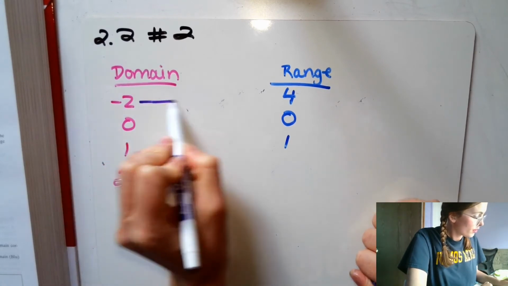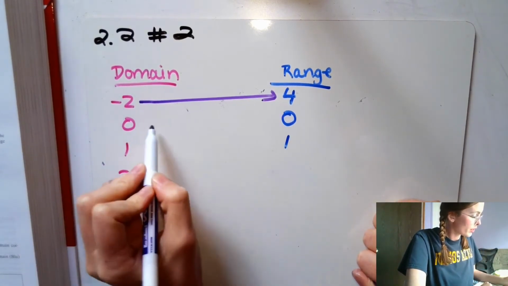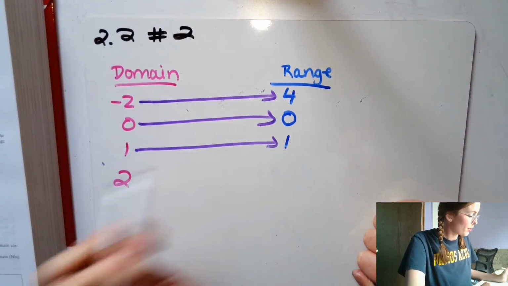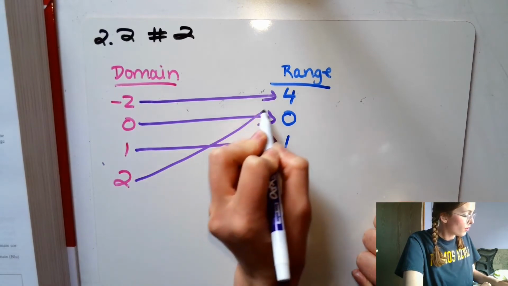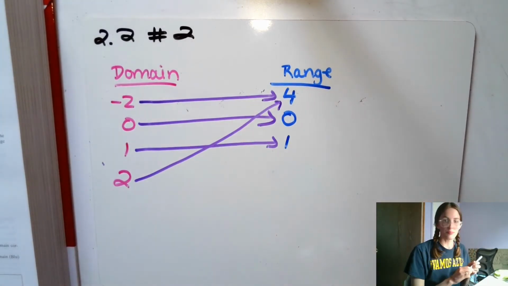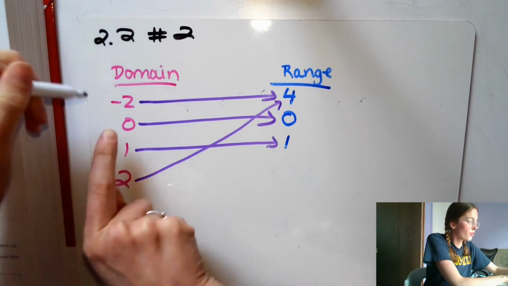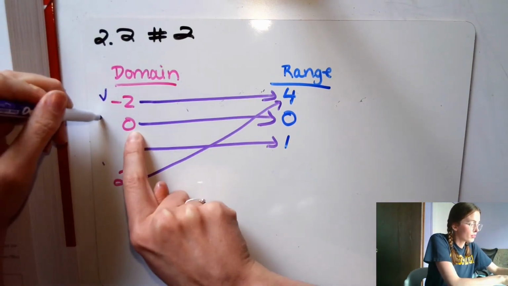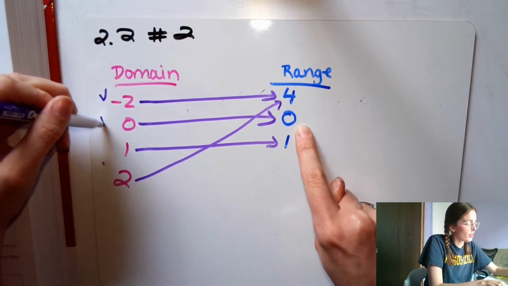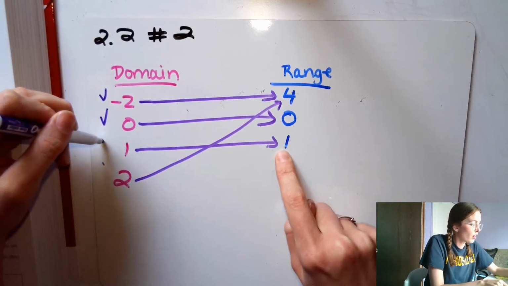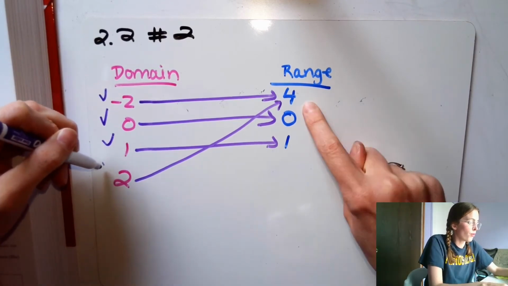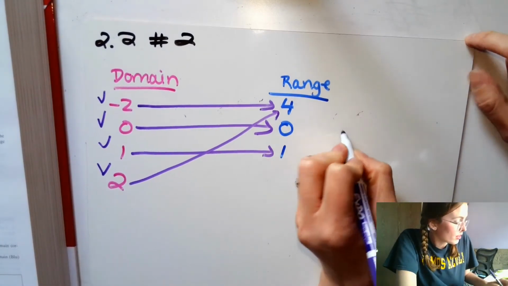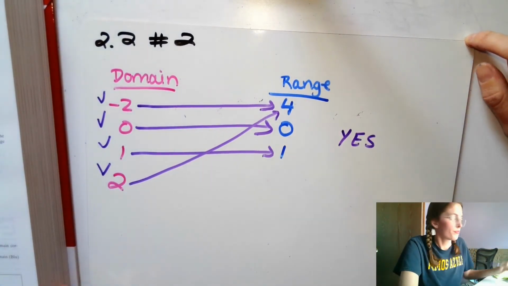Okay, so -2 has 4 as an output. 0 has 0 as an output. 1 has 1 as an output. And 2 has 4 as an output. So then we need to double check. Does -2 have more than one output? No, it just has 4 as an output. How many outputs does 0 have? 0 corresponds to 0. Great. 1 corresponds to 1, and 2 corresponds to 4. So for each of these, there's exactly one output. That means that, yes, this correspondence is a function for part B.